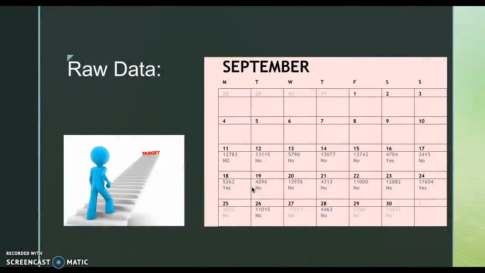So here's my raw data. I put my data on a calendar for the month of September against the date. The numbers below the date are the steps that I walked that day. If I did eat dessert, I put yes, and if I didn't eat it, I put no.